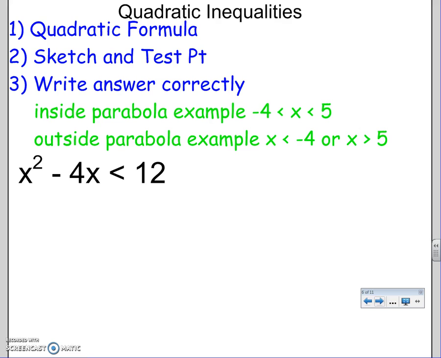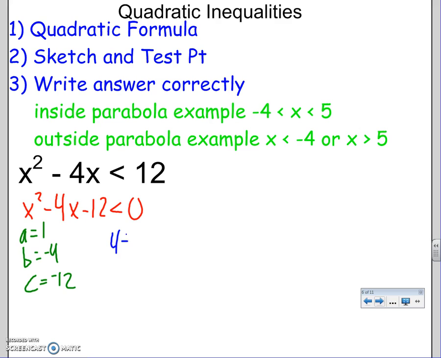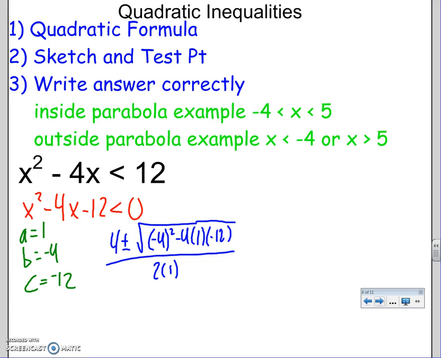Anyhow, solving the problem. I need a quadratic formula. I need to move everything to one side by subtracting the 12. Alright, now I can do quadratic formula. So A is 1, B is negative 4, C is negative 12. Put it into the formula. So opposite of B plus or minus the root of B in parentheses squared minus 4 times A times C, all over 2 times A. Do the inside part first.